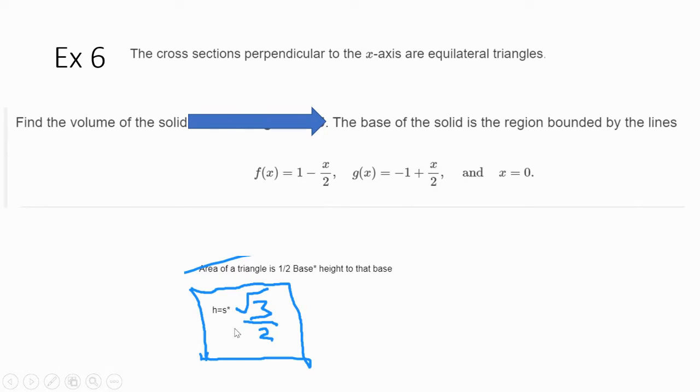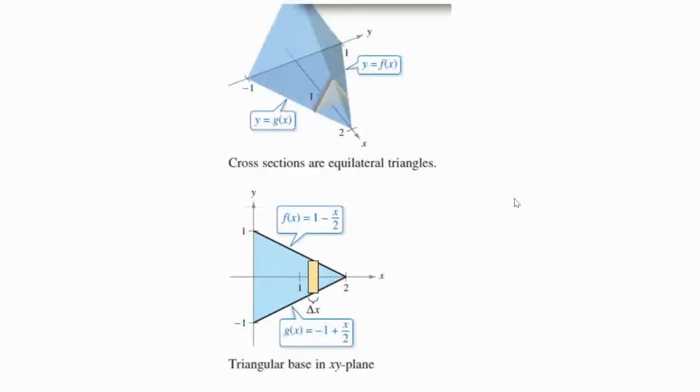And so the area of a triangle is 1/2 the base times the height. But the base of the solid of the region is bounded by the lines. So remember, you see the cross sections perpendicular to the x-axis are equilateral triangles, but the base of the triangle is bounded by these two lines and x equals 0. So let's look at a picture of what this looks like.